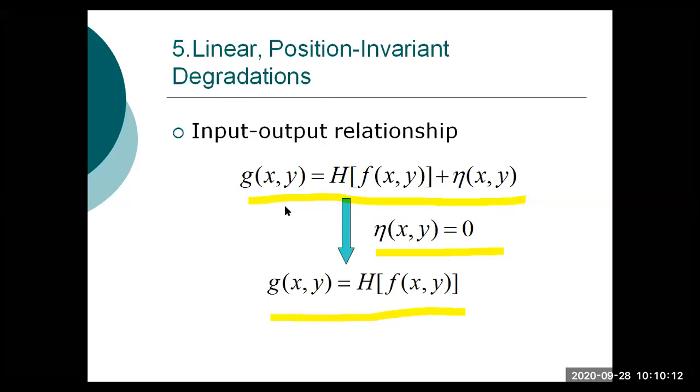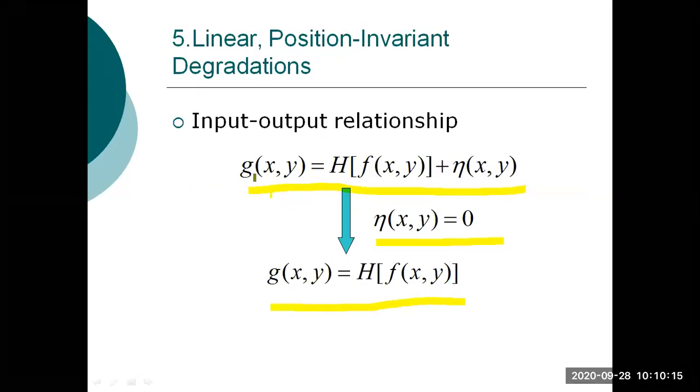So from that block diagram, we can write g of x comma y is equal to h of f of x comma y plus eta of x comma y. Please all of you write, it is very important. It is very simple, and easily we can get the marks. How this h is linear position invariant, that we have to check now. Like in digital signal processing, how the system is linear and how the system is position invariant. So our h must be a linear position invariant degradation. By checking some conditions, we can say it is linear and it is invariant.